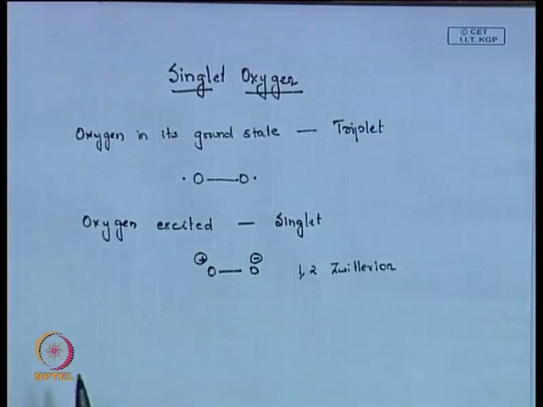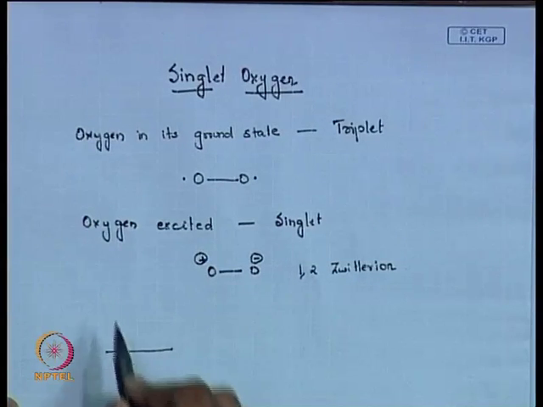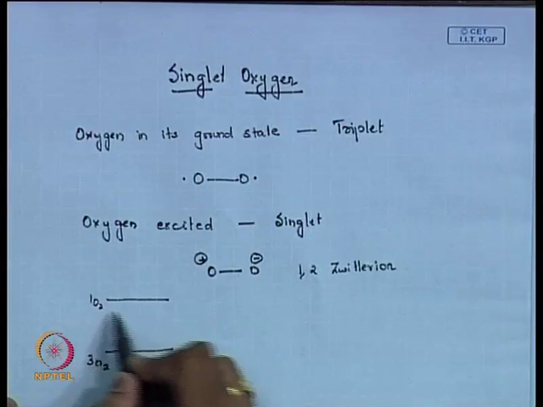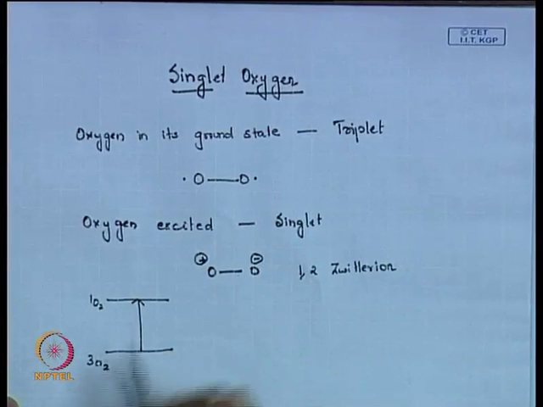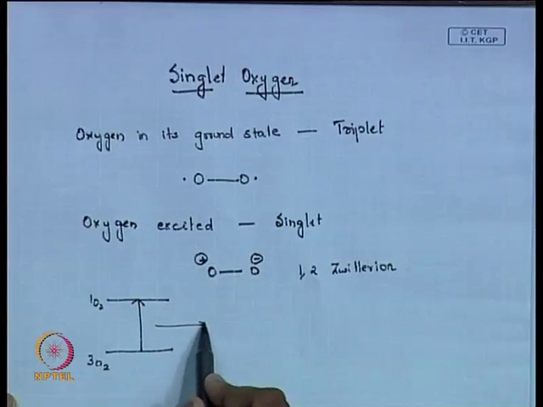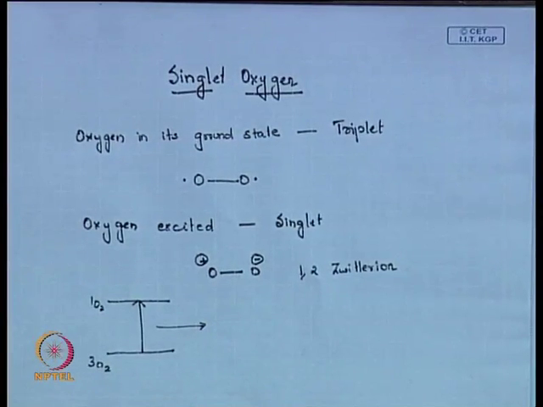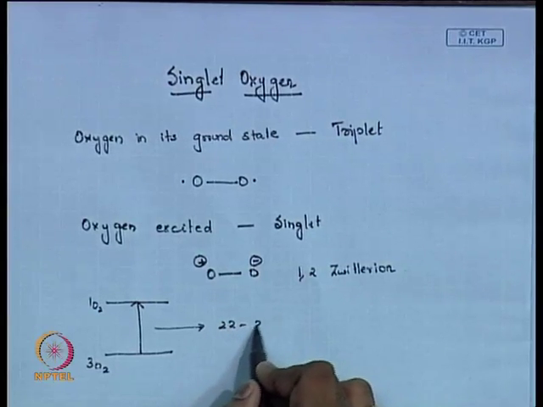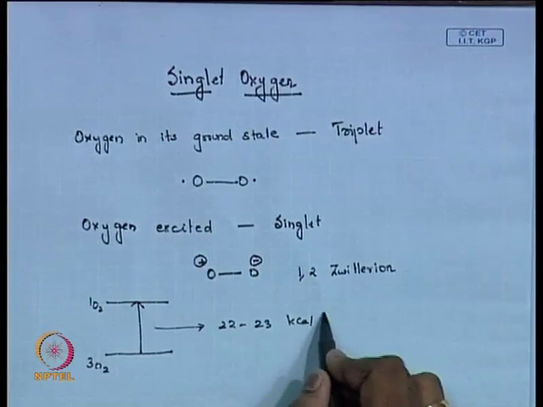These are very good findings. Okay. Do you think what will be the energy gap between this triplet oxygen and singlet oxygen? Any idea? This will give an idea whether it is a very hard process or a simple process to do. It's only 22 to 23 kilocalories per mole. Energy is so less.